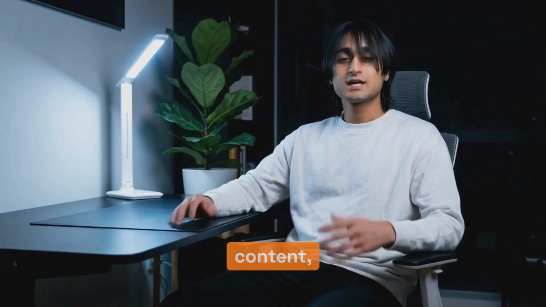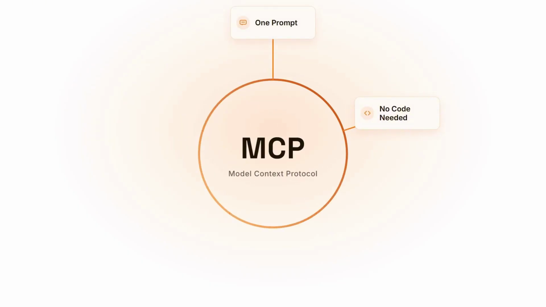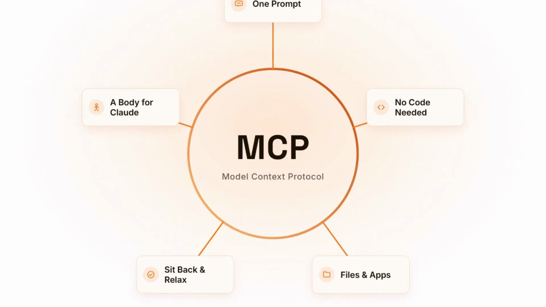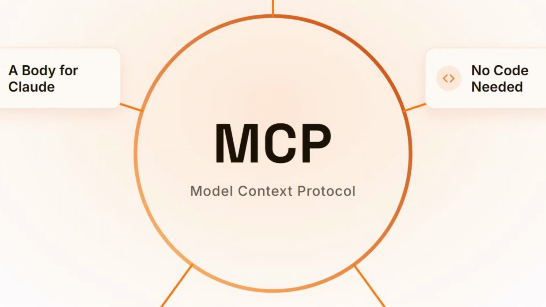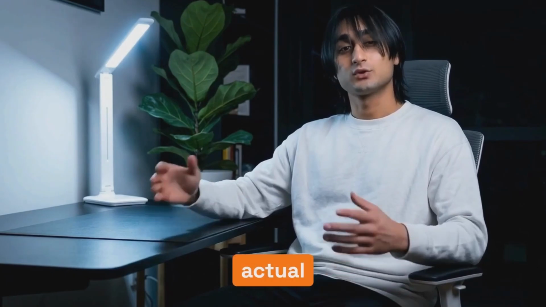MCP. Three letters that get thrown around constantly in AI content, and almost nobody explains them in a way that actually makes sense. Most videos either go so deep into the technical side that you are lost by minute 2, or they skim so far over the surface that you finish watching and still have no idea what it actually does. I'm going to fix that right now, and I'm going to show you not just what MCP is, but how it creates real automations that do actual work for you.